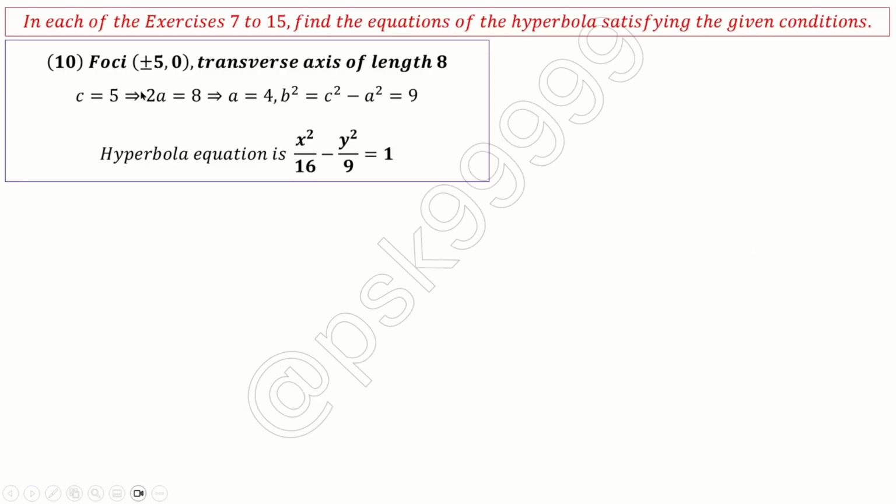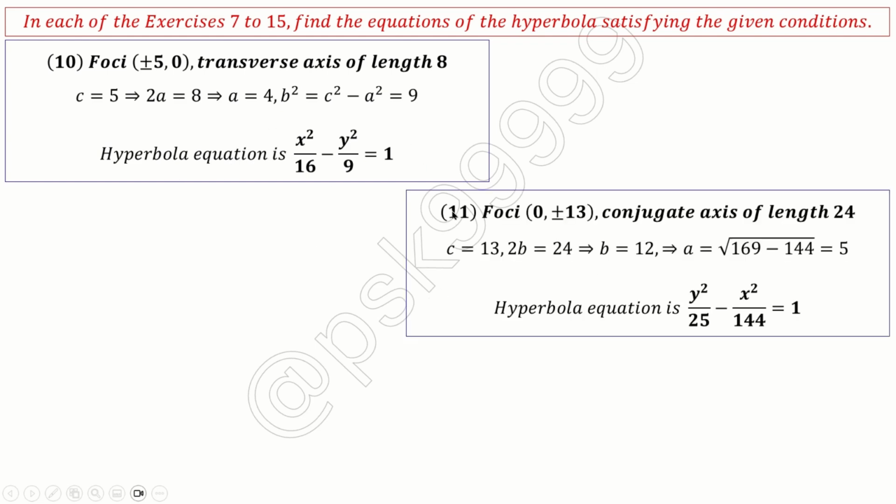So here, in this problem, focus points are given, and the transverse axis is of length 8. Which is the transverse axis? From the focus coordinates, we can see the transverse axis is the x-axis. And the transverse axis length is 8, which means 2a equal to 8. So a equal to 4, c is 5. So b square is c square minus a square, which is 9. So my hyperbola equation comes from this.